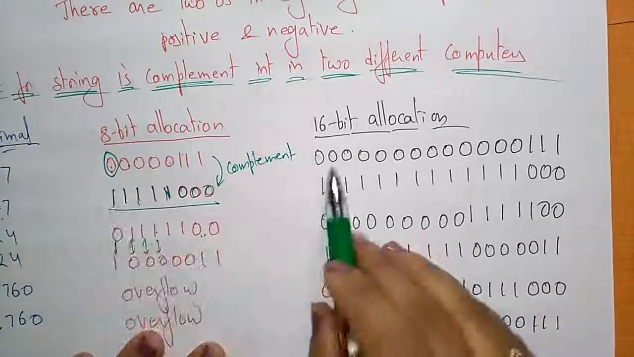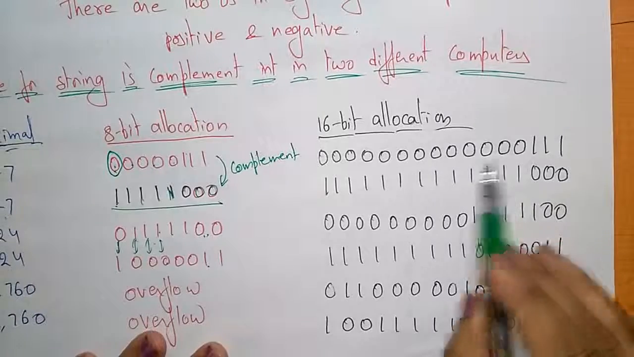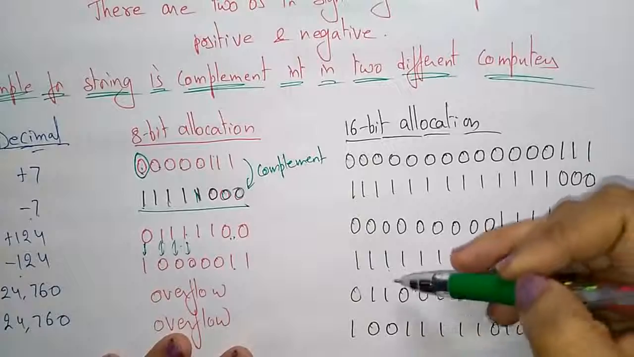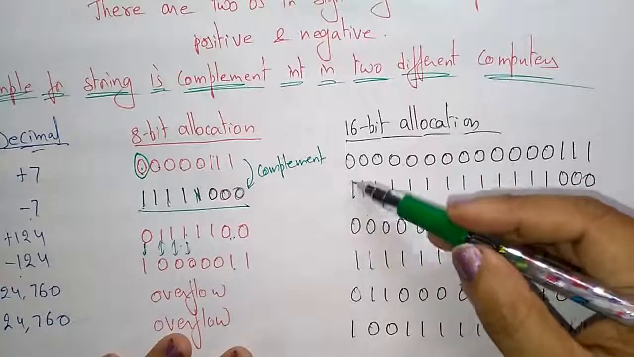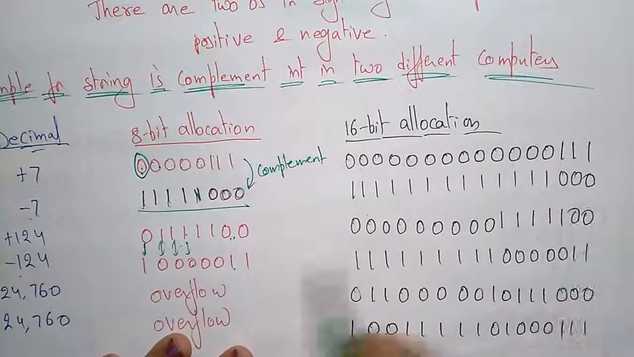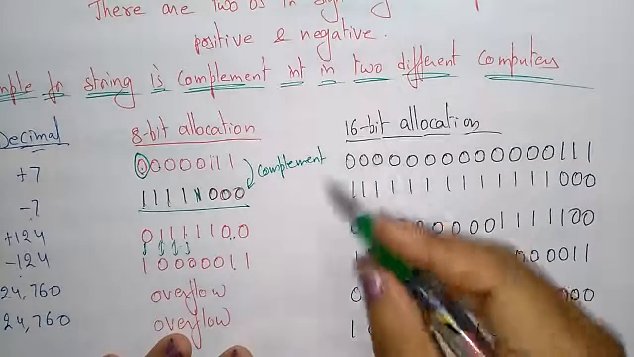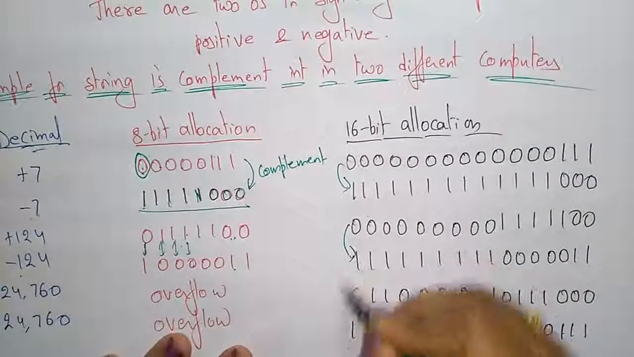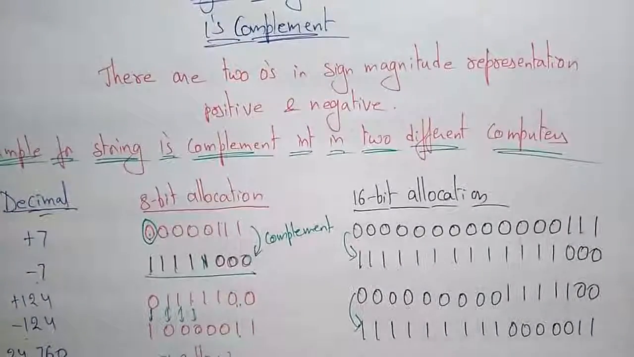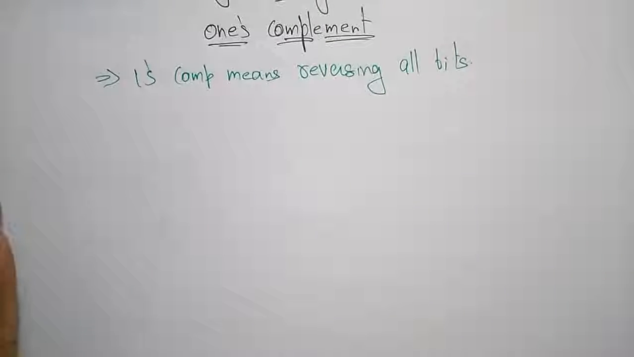It is the same as for 8-bit, but you add zeros to get the 16-bit allocation. Minus 7 means you just complement it, reversing the bits: in place of zeros, place ones. In the same way for 124, just complement, reversing the bits. So this is about the ones complement. Let me explain with some examples.